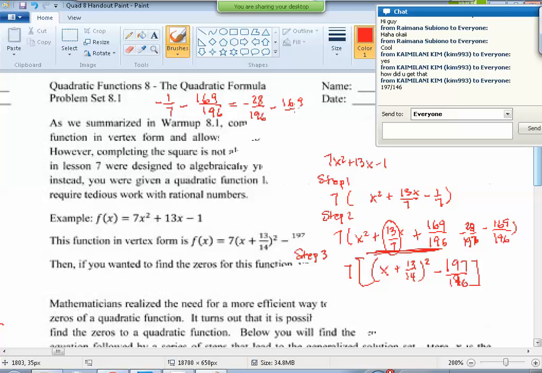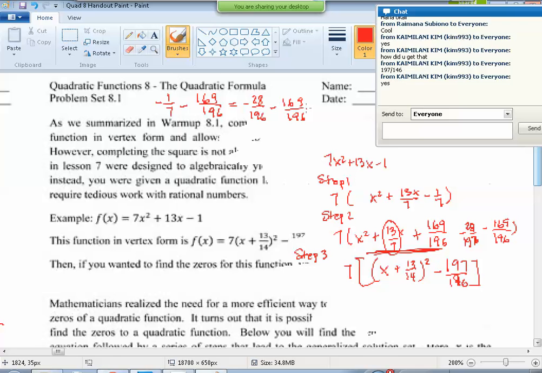Do you see what I'm doing now? And now that I have the denominators the same, I can just straight up add them. Or in this case, subtract them. Or add the negative versions of them. Does that make sense? So, negative 28 minus 169 is, as Mitchell told me, 197 over 196. We cool? Yes.